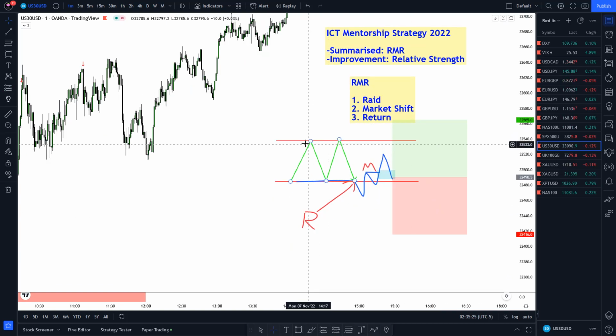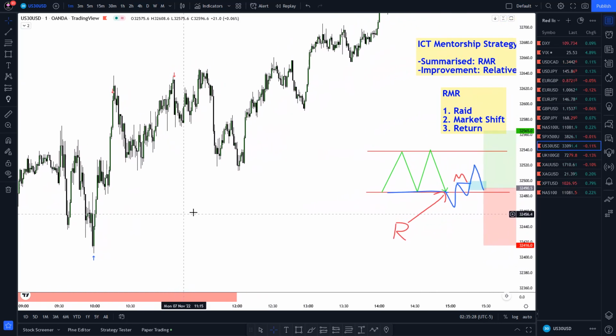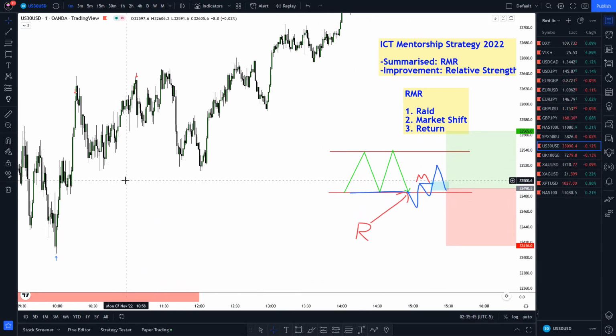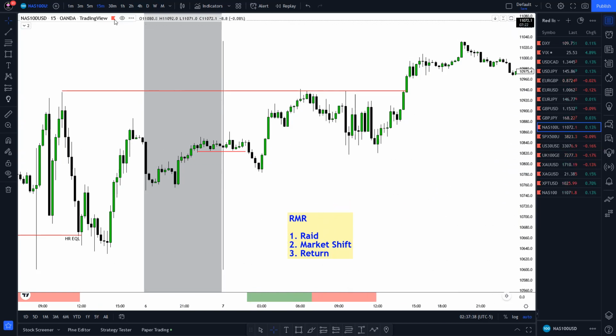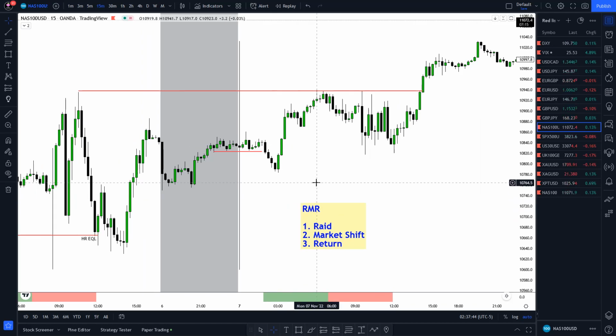So I'll just show you guys a few backtesting examples that actually led to capturing this trade on the Dow, just to show you this pattern happening in actual price and not just me drawing lines. So we're here on the Nasdaq on a 15-minute chart, and I'll show you a few RMR examples. It's very easy to spot.